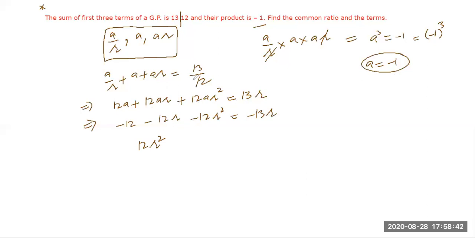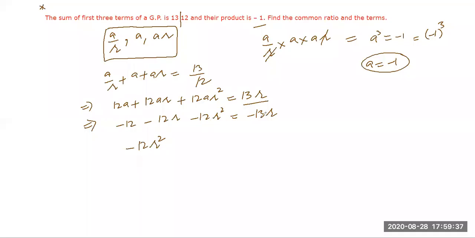A is minus 1. Okay, A by R, A, AR, right? So we're going to multiply everything by 12R. So this becomes 12A, correct? 12AR, 12R. So it becomes 12AR square. Everything is correct. 12R square is 13R. So where is the mistake? The mistake is A is equal to minus 1, minus 12R.